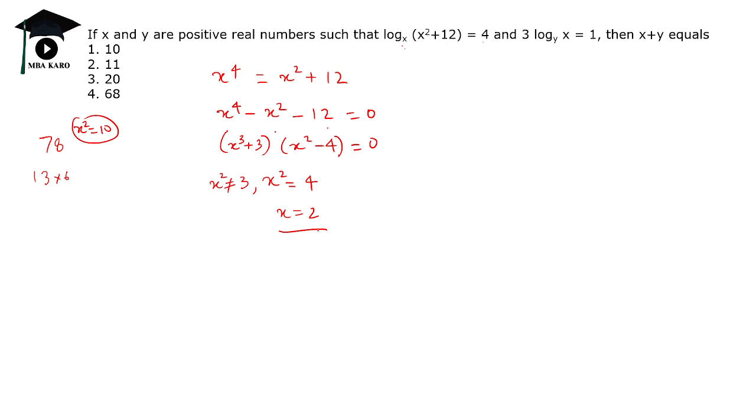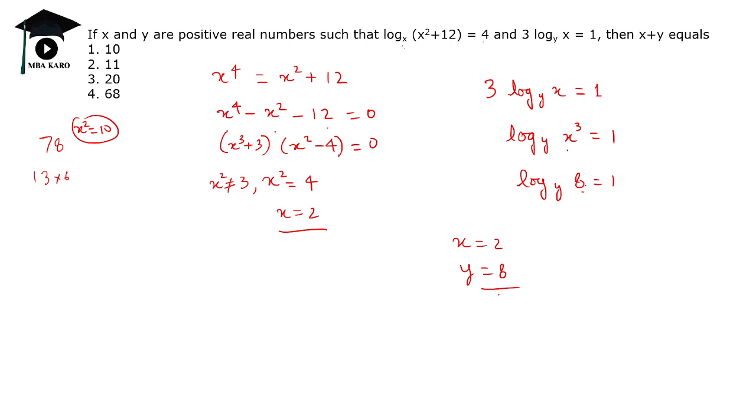Right. Now x is 2. So we are given that 3 log base y of x is equal to 1. So it means log base y of x cube is equal to 1. x is 2, so this is basically log base y of 8 is equal to 1. So y is equal to 8. So x equal to 2, y equal to 8, and 2 plus 8 is 10.